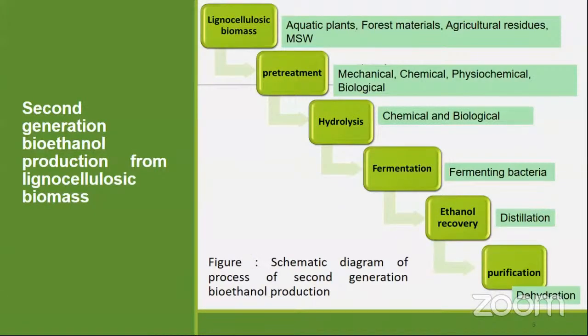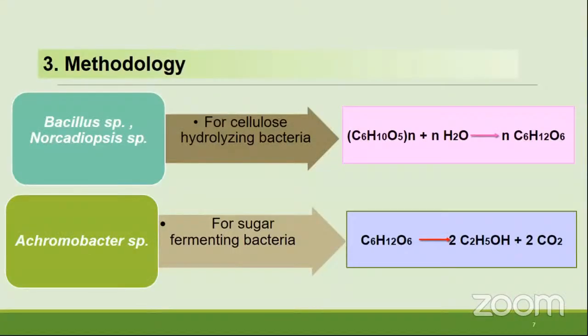This is the schematic diagram of the process of second-generation bioethanol production, starting from collection of lignocellulosic biomass, then pre-treatment of the biomass, hydrolysis, fermentation, and finally ethanol recovery and purification. In the methodology, two bacterial strains, Bacillus species and Nocardiopsis species, which were isolated from a previous study, were used for hydrolysis, and for fermentation, Achromobacter species, which was isolated from the same previous study, was used.